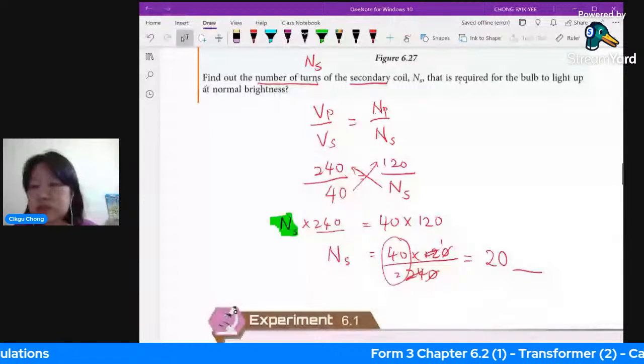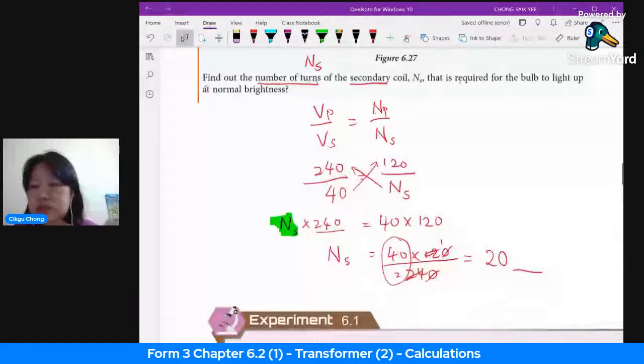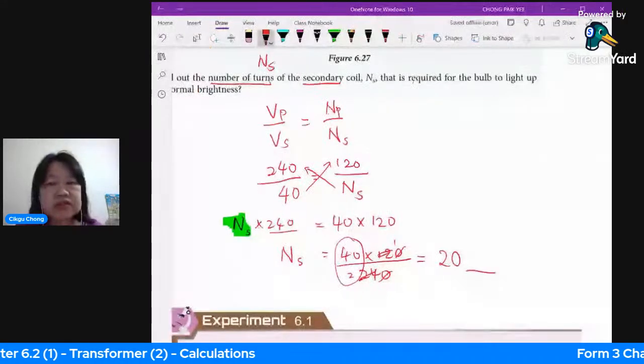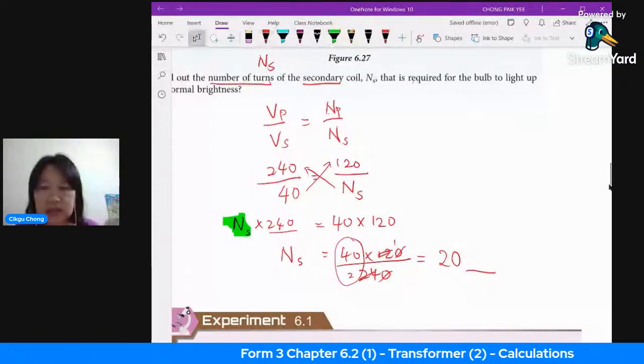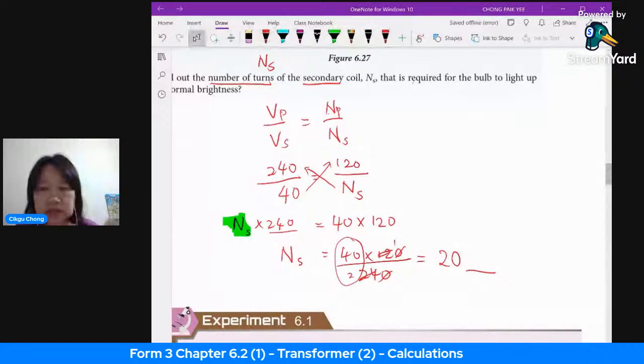Make sure you always remember to put your unit. Otherwise, it might be wrong. Usually it will be wrong. If it's supposed to be cm and you just leave it as 20, even though 20 is correct, you don't get your marks. Okay, make sure your unit is correct. You're going to Form 4 already. It has to be correct.